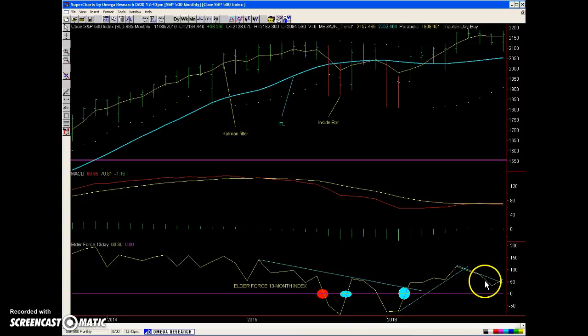At the bottom of the chart, we have the 13-day average of Elder Force, and it trended down for a couple of weeks. And last week it trended up and broke through this trend line here. So that's encouraging from a bullish standpoint. So the monthly chart then is still looking pretty bullish. Let's take a look at the weekly chart.